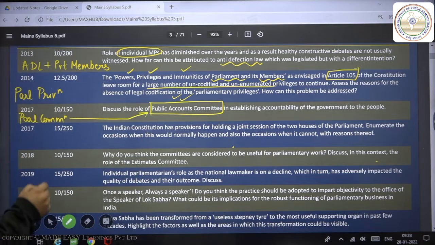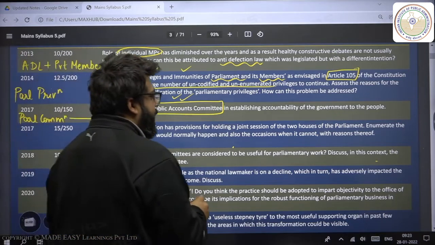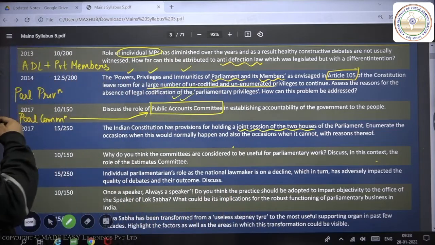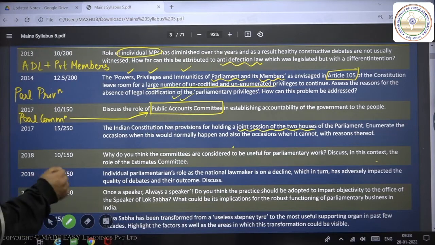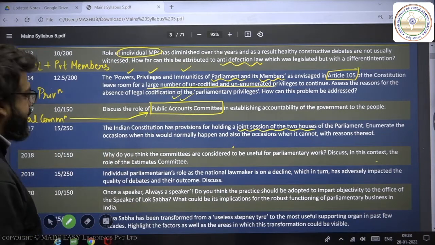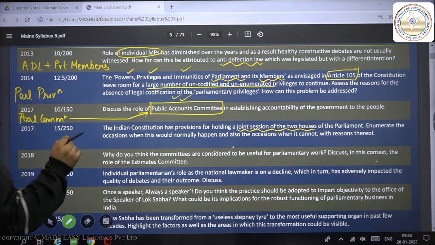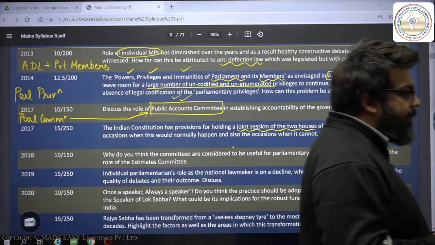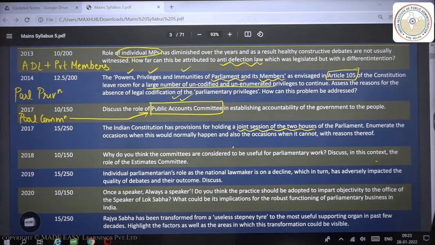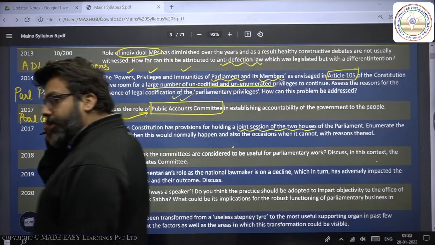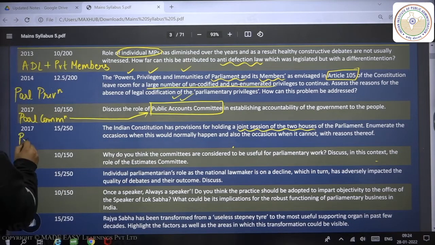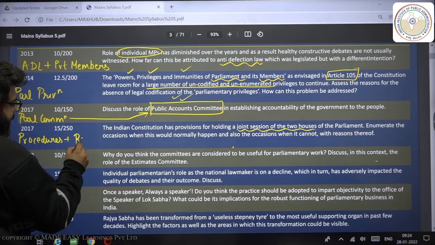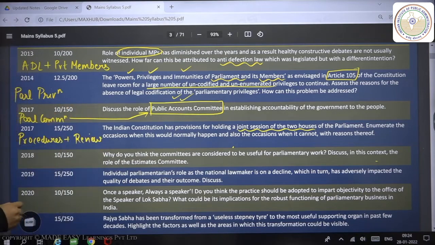2017, a 15 marker. The Constitution has provisions for holding a joint session of the two houses of the Parliament. Enumerate the occasions when this would normally happen and the occasions when it cannot, with reasons thereof. Now, this question was not a difficult question, but just a very elaborative question. And this is why it became slightly more difficult. But this question is nothing but about parliamentary procedures and a comparative review of the houses. Procedures plus the review of the houses.